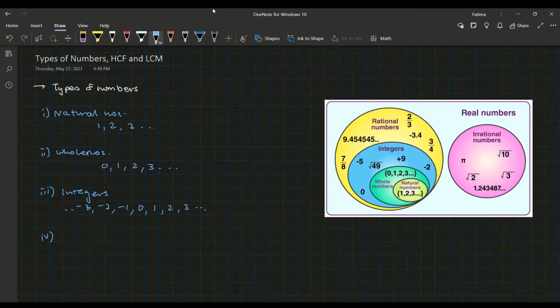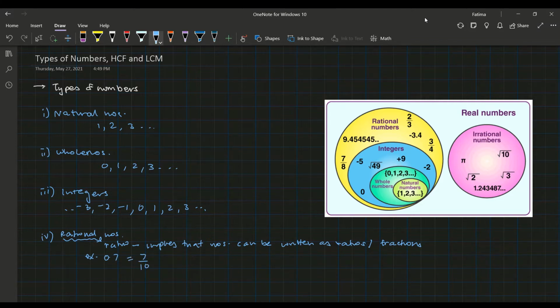So to start off, rational numbers. The term rational is derived from the word ratio. This implies that numbers can be written as ratios or fractions. So for example, we have 0.7. This can be written as 7 upon 10. And you'll notice that 7 upon 10 is in fact a fraction.